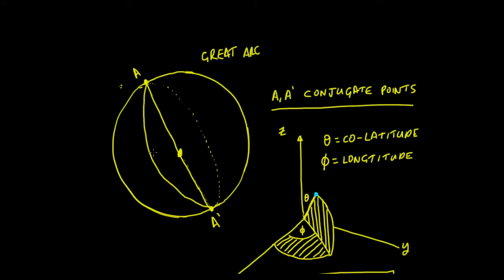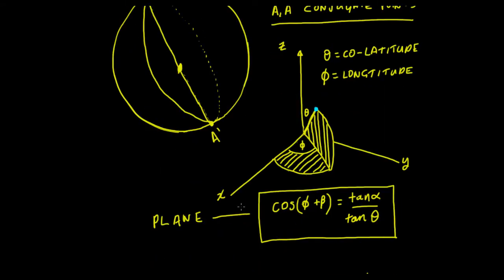Now, in order to find the great arc, what we can do is take the intersection of a plane which passes through the origin and intersects with the surface of the sphere, and that intersection will provide us with the great arc that we're looking for. That's called the geodesic on a sphere, and we've already derived an equation which gives us that plane in the video on the geodesics in a sphere, so you can have a look at that if you haven't seen that video. The equation it gives us for that plane is cos(phi plus beta) equals tan alpha upon tan theta.